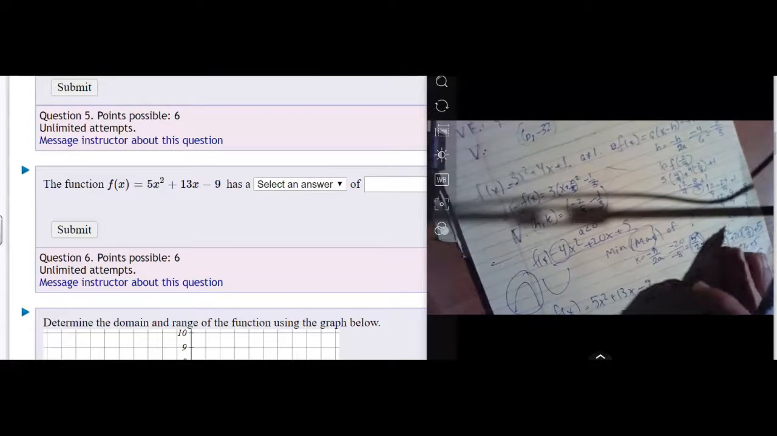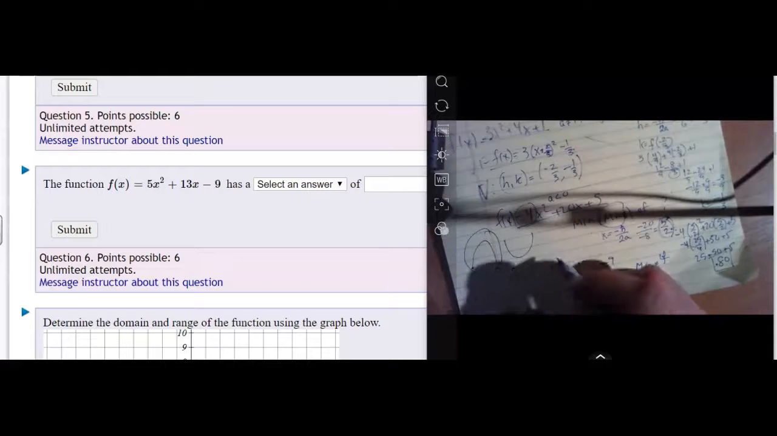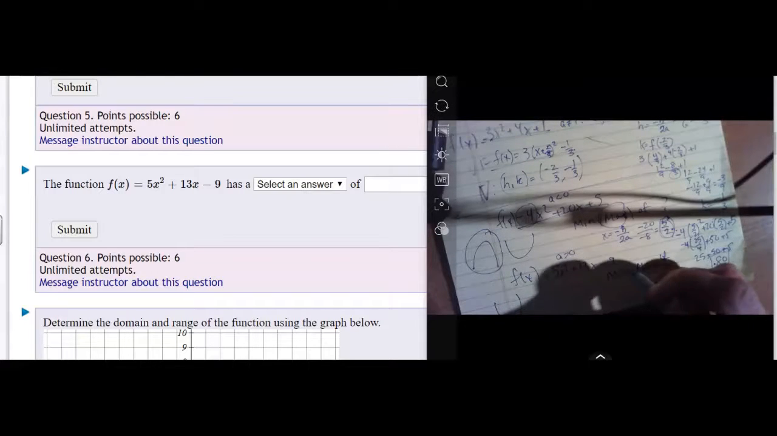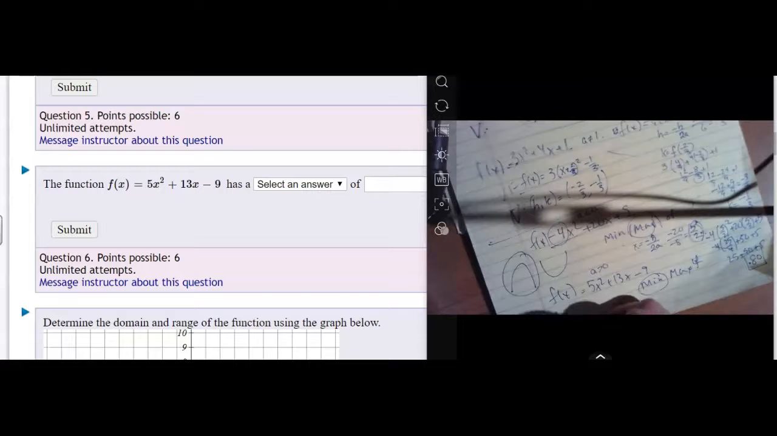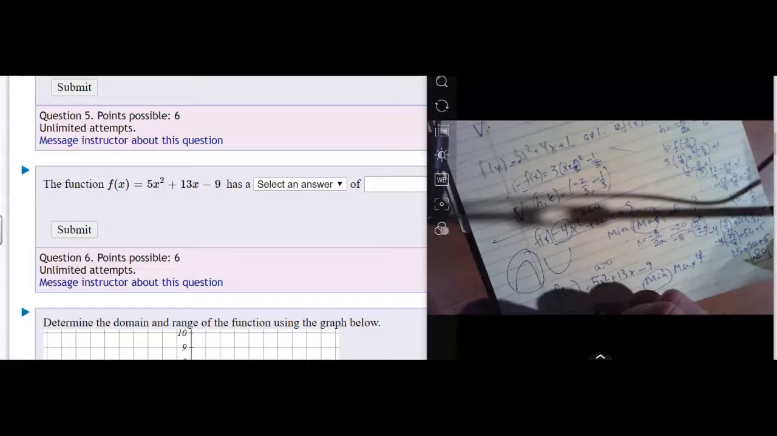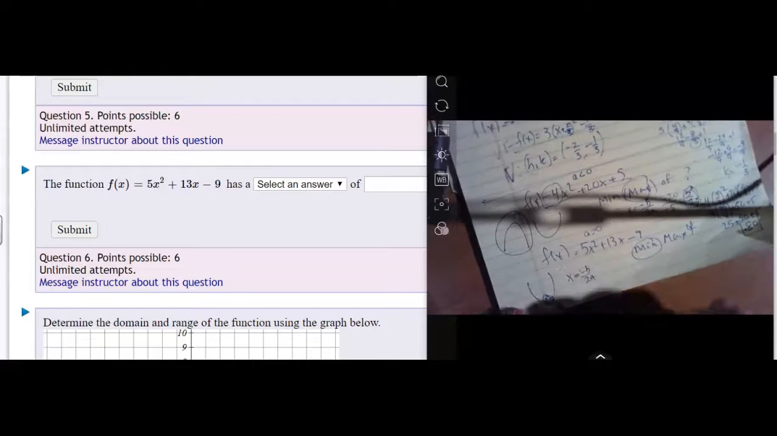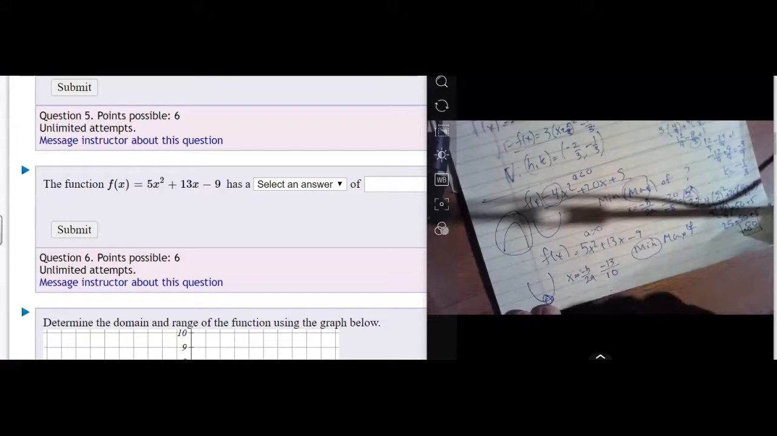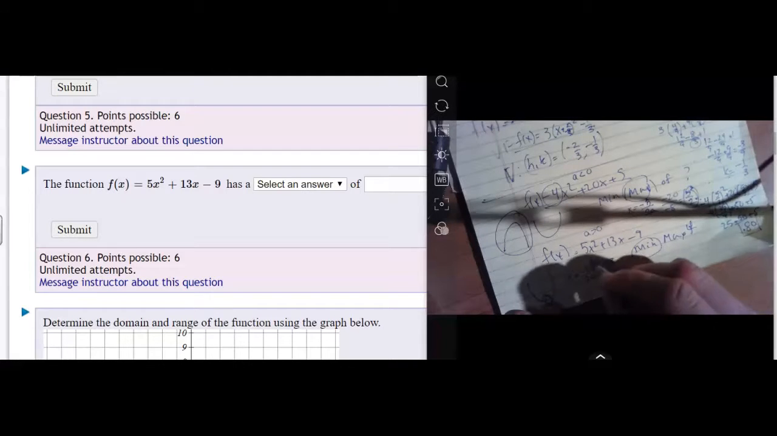Okay, the y value. So in this particular case, a is greater than 0, so this is going to be an up-facing parabola, so it's going to be a minimum. And we need to find the y-coordinate of our vertex, or the k value. So that's going to be x is equal to -b over 2a. So therefore we're going to get -13 over 10, and I have to plug that in for x over here.